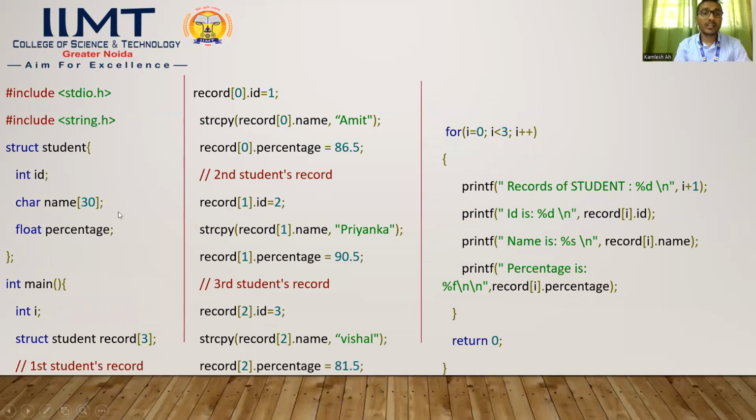This is another program for the array of structure. Same. This program holds the 3 student records. The record is an object of a structure. Student is a structure name. Struct is a keyword. First student is Amit, percentage 86, ID is 1. Second student is Priyanka, ID is 2 and percentage 90. Third student ID is 3, Nam Bisal and percentage 81. And it also prints all 3 items with the use of this printf line. i is an index, record[i].id, record[i].name, and record[i].percentage. i is an index.